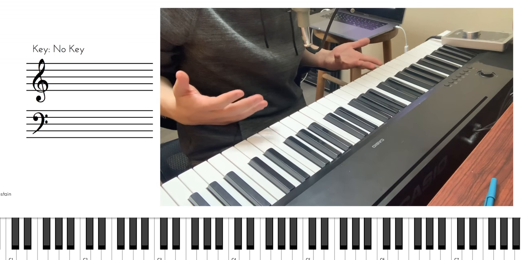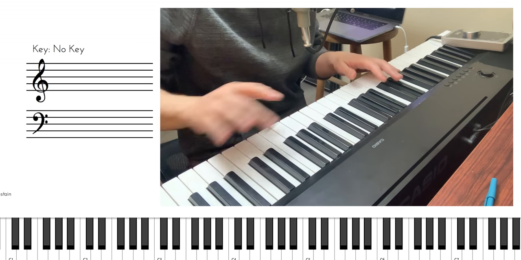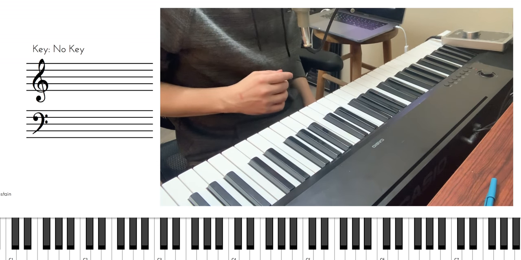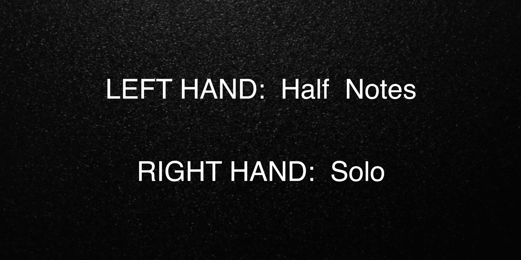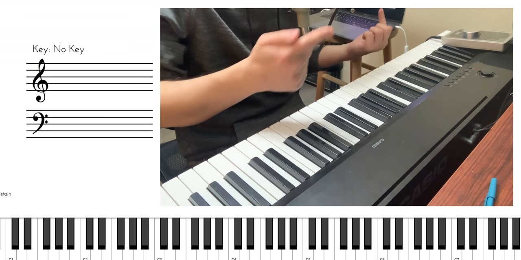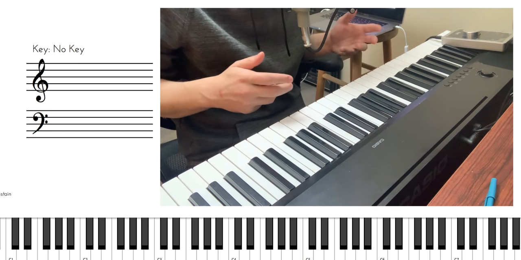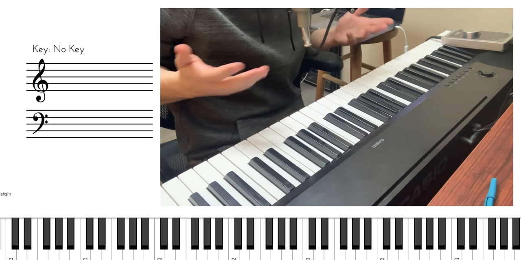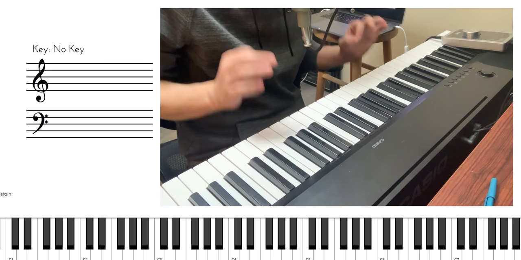Then you can continue by playing half notes with the left hand and improvising with your right hand, like this. And then the third thing you can do is take some of those riffs you were playing before and try to improvise over some of those riffs with your right hand. It might be a little tricky, so start slow until you get super comfortable. Something like this.